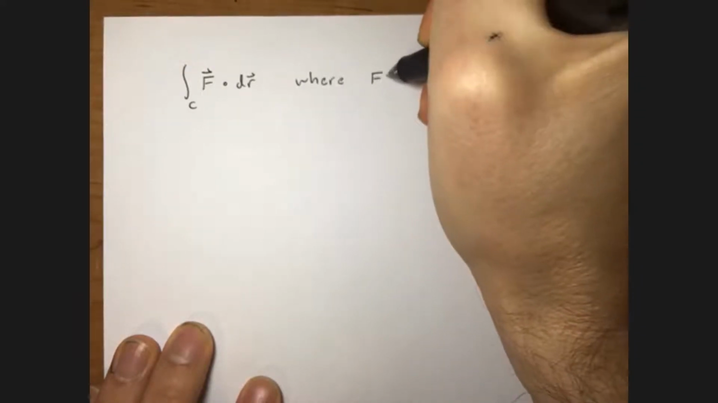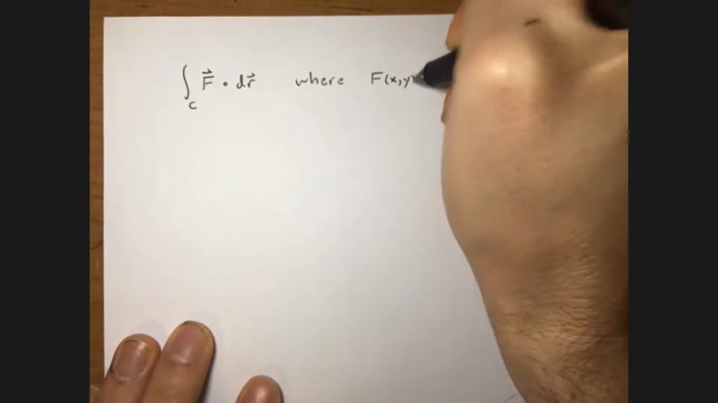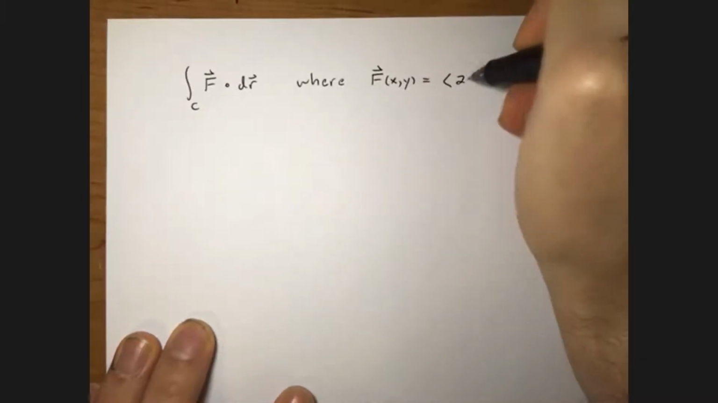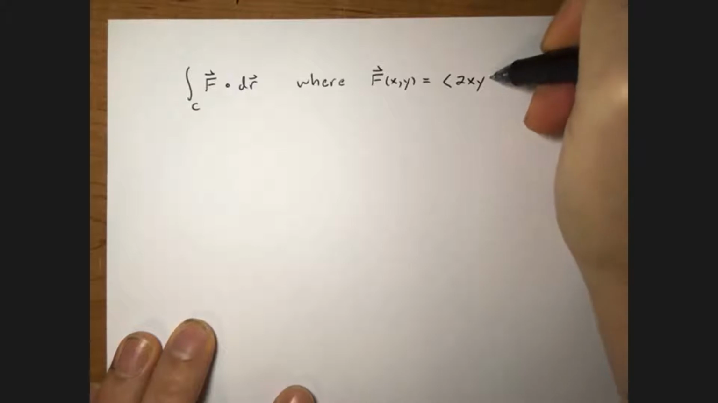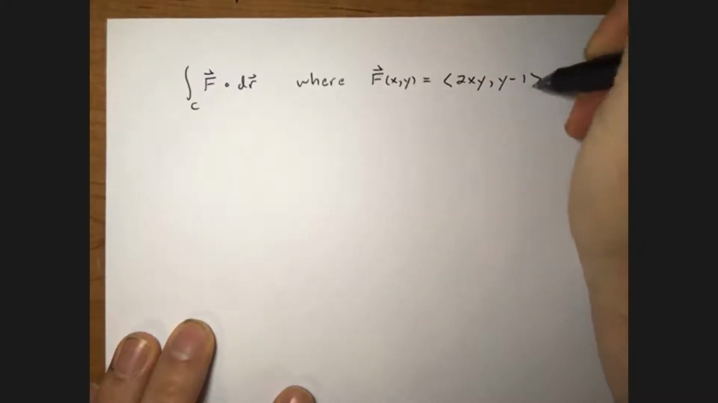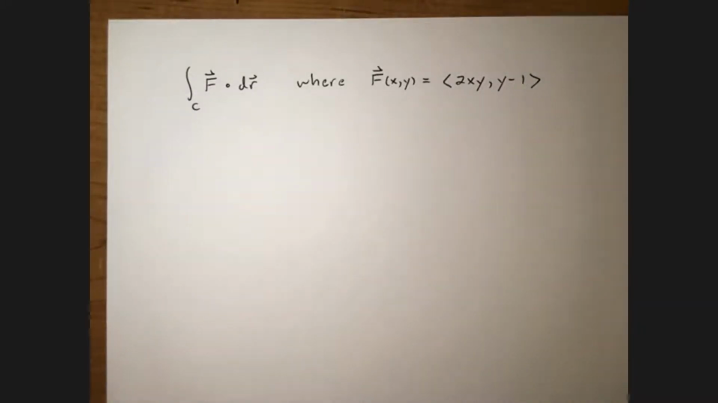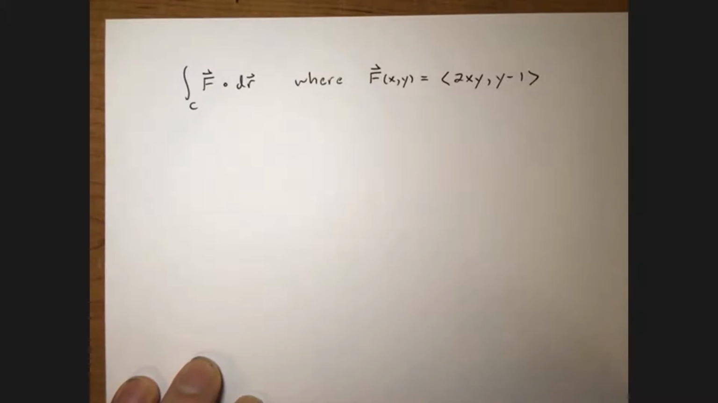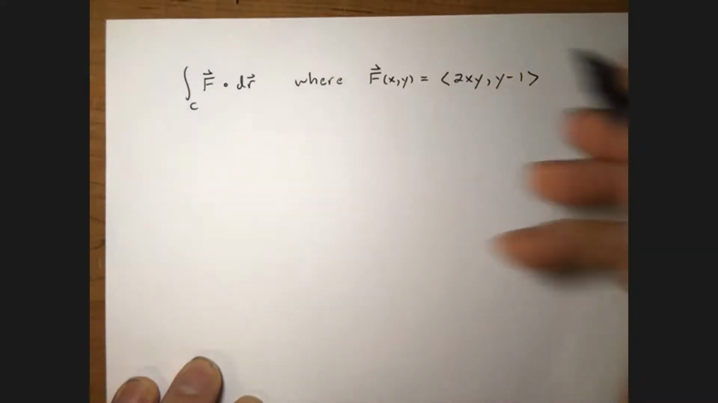Where F is the vector field, 2xy, comma, y minus 1, okay? And C is going to be a rectangle. And this is where it's similar to the problem involving flux. All right, so we're going to learn how to deal with a rectangle here.